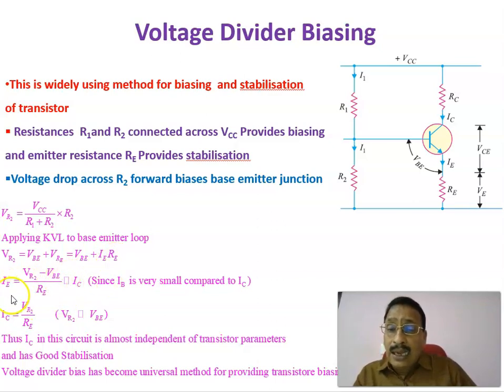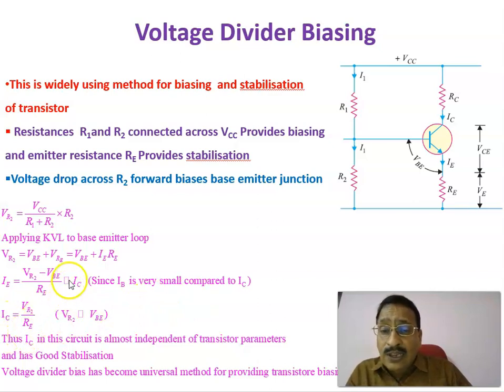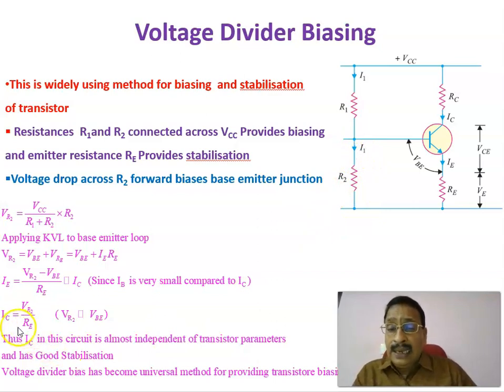This IE is approximately equal to IC, because the emitter current is approximately equal to the collector current. If you assume that VBE is very small compared to the drop across R2, then it can be approximated as collector current equal to VR2 divided by RE, because VR2 is very much larger than VBE. Thus the collector current IC in this circuit is almost independent of the transistor parameters and has good stabilization.